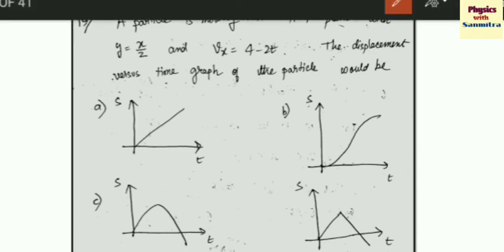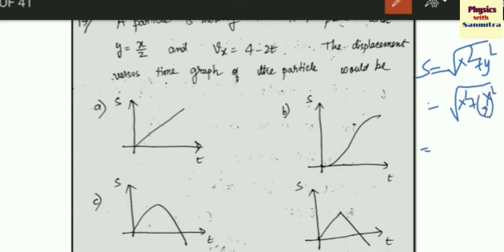Y is equal to x by 2. So displacement I can say that is root of x square plus y square. So y is equal to x by 2, I can write root of x square plus x by 2 whole square, that will be x root of 1 plus 1 by 4, that is root 5 by 2 x. So I can write that s is proportional to x only.